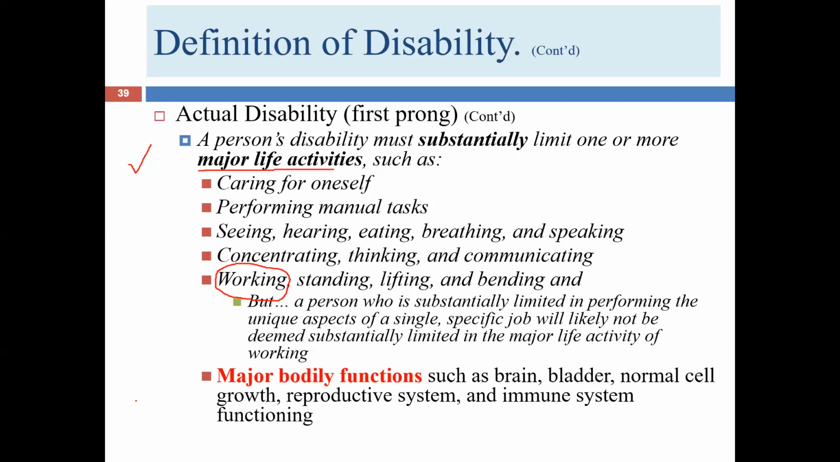Then we have another term, which is major bodily functions. So you can either have a major life activity that's affected, for example, these, but it could also instead be a major bodily function. And we can see here brain, bladder, normal cell growth, and this is oftentimes cancer, reproductive system, and immune system functioning. So again, you don't need to have both, you just need to have either major life activity or major bodily function. The major bodily function was an addition in 2008.